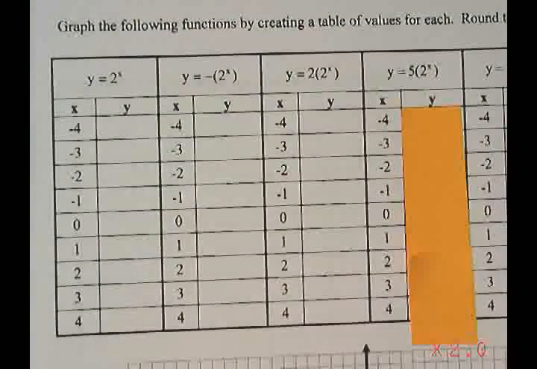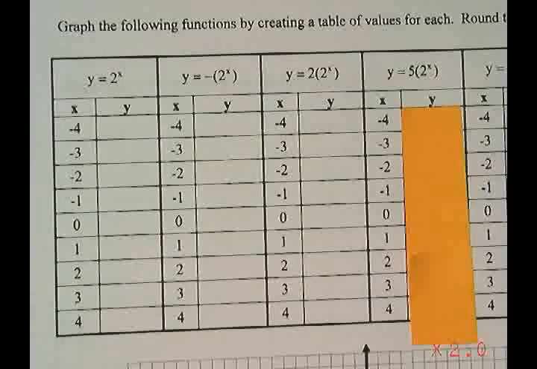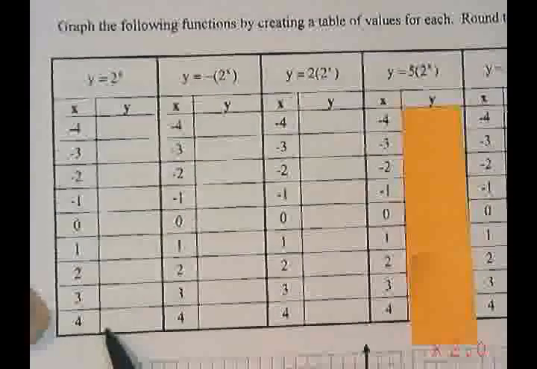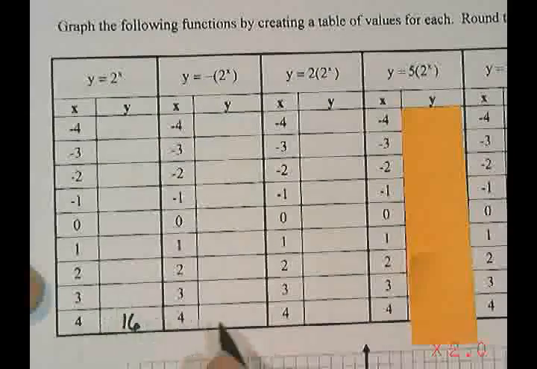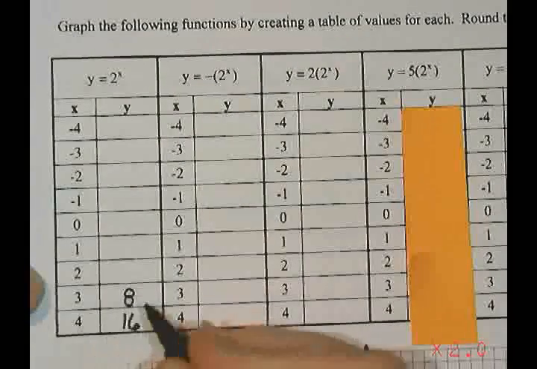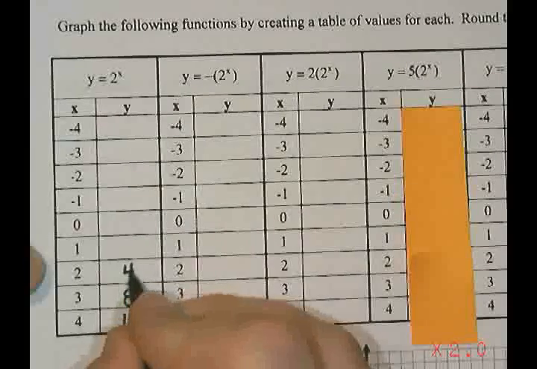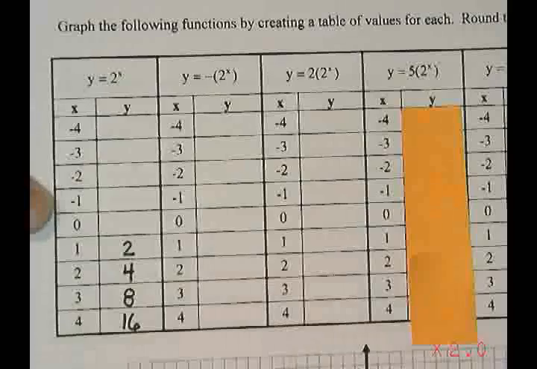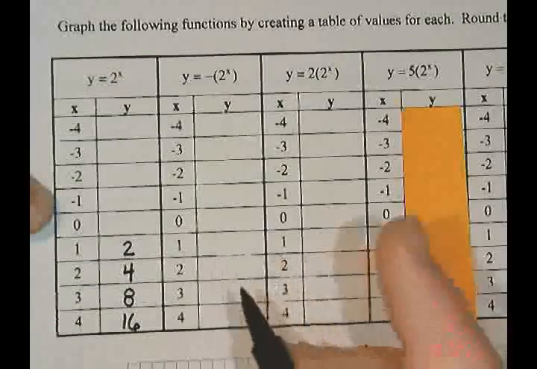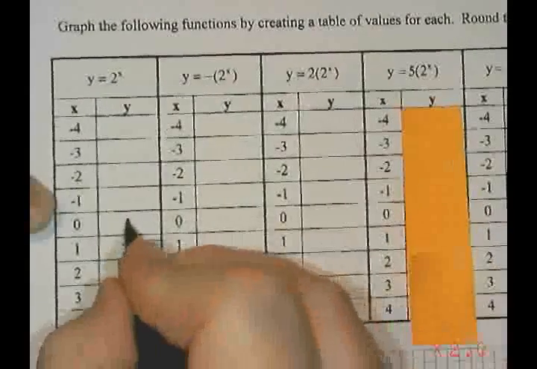So 2 to the power of x, I always like to start at the bottom. So I'm going to do 2 to the power of 4, which is 16. 2 to the power of 3 is 8. 2 to the power of 2 is 4. 2 to the power of 1 is 2. 2 to the power of 0, anything to the power of 0 is not 0, it's 1.